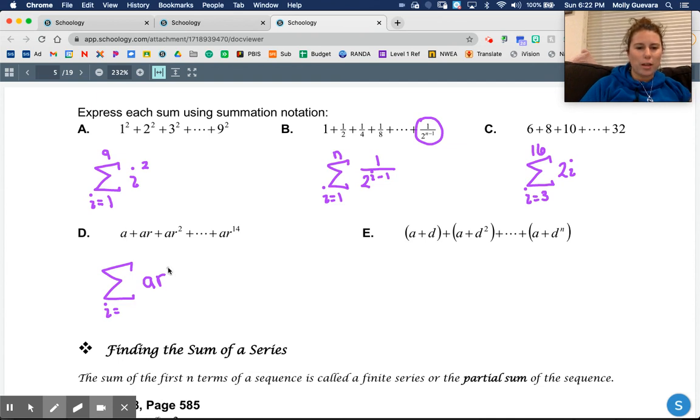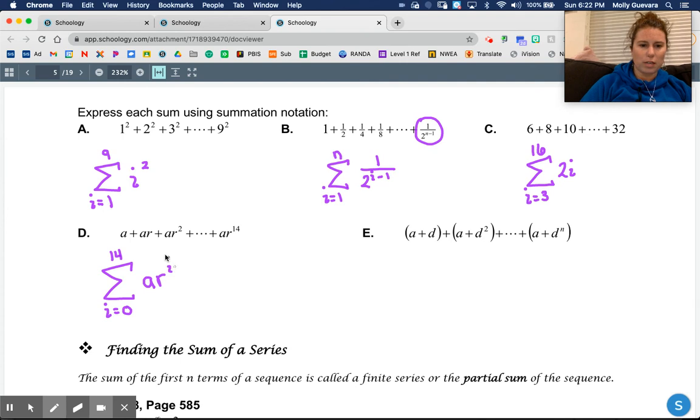So the exponent on the R, let's call that I, would have to be 0. So I would have to start at 0. R to the 0 is 1, so that just goes away, and I'm left with A. And then I would go all the way up to 14.